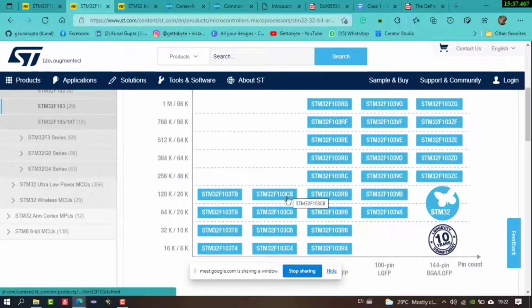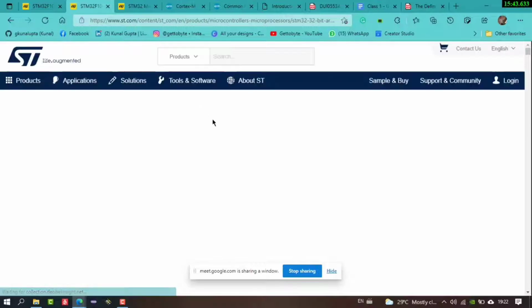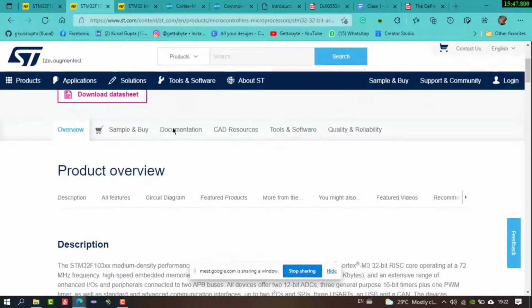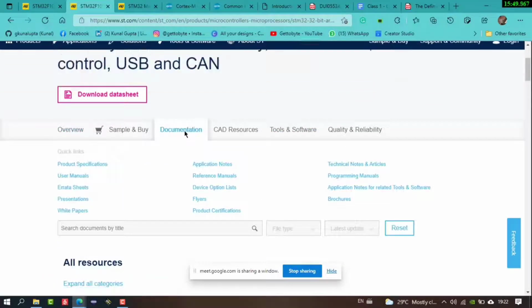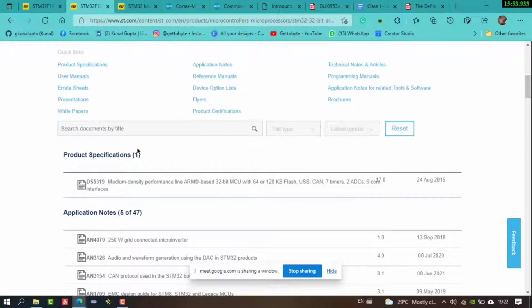So we will be using STM32 F103 CB. Okay, so we go to the CB. Now under this we will go to the documentation part. Under this documentation we will get all the data sheets, all the reference manuals, all the user guides for a particular microcontroller which we have selected.